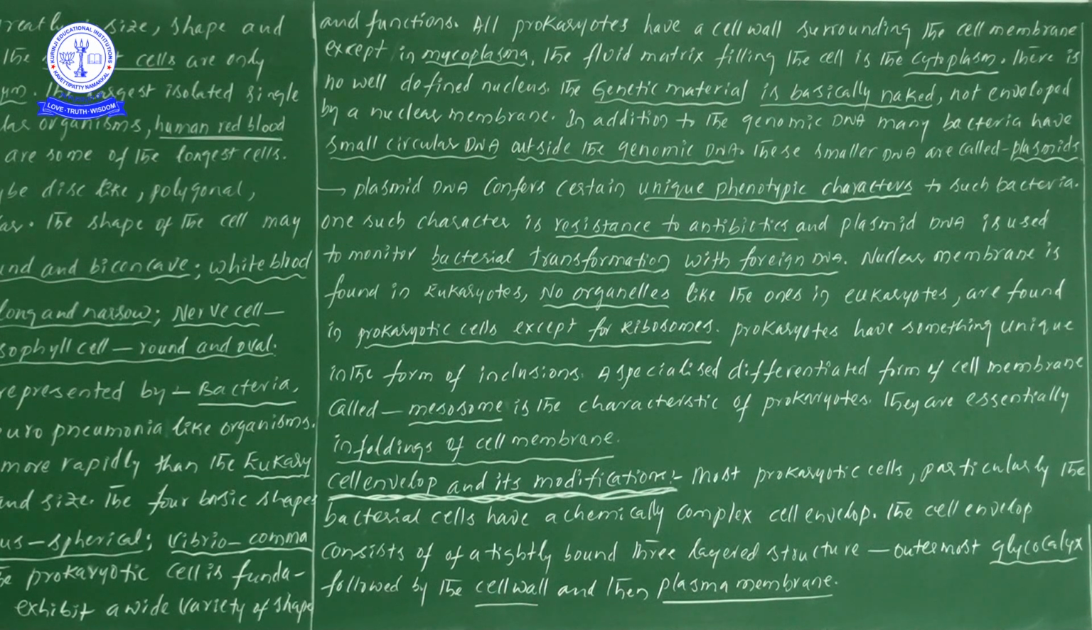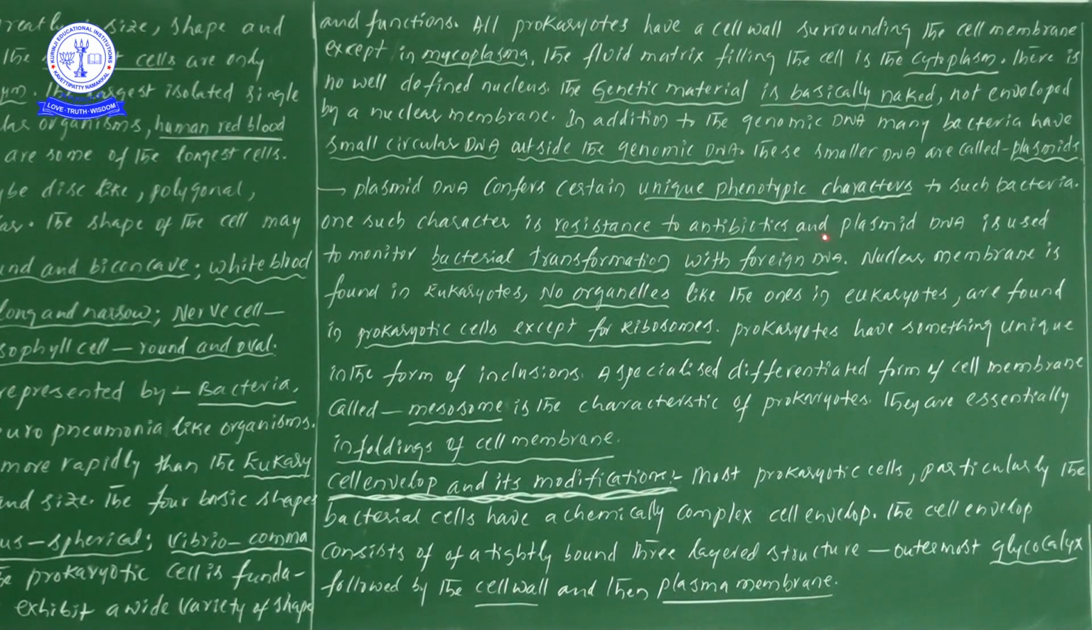Resistance to antibiotics means that because of the presence of plasmid, the bacteria show resistance to antibiotics. So the bacteria show resistance to the antibiotics because of the presence of plasmid.